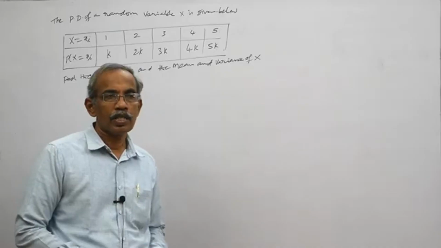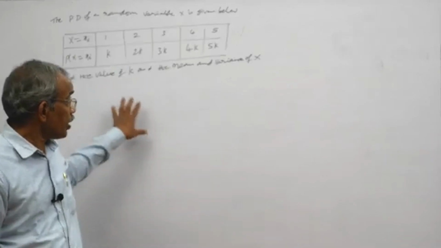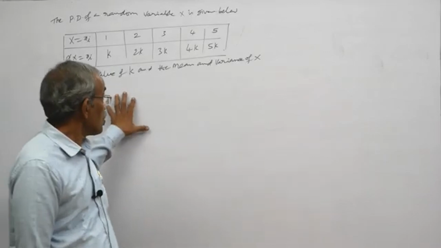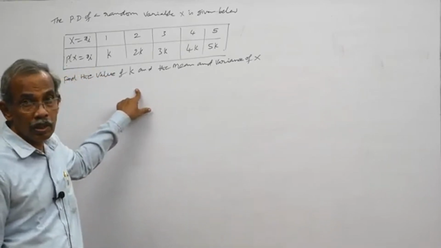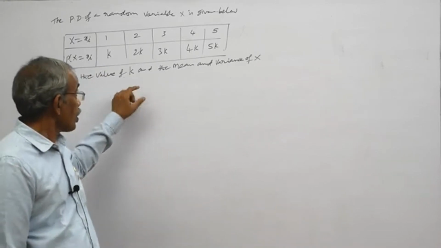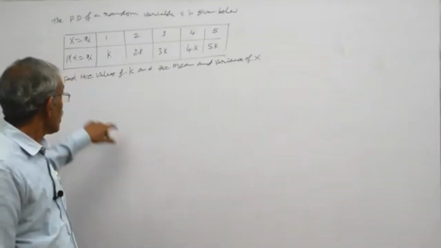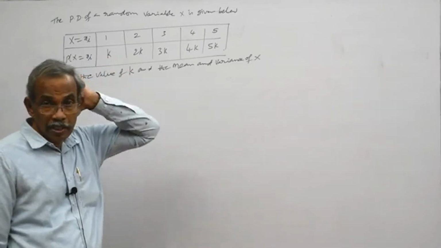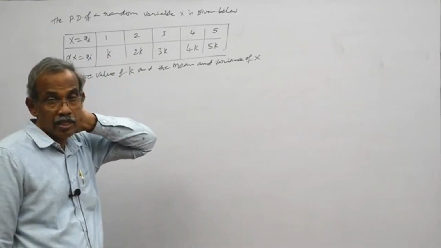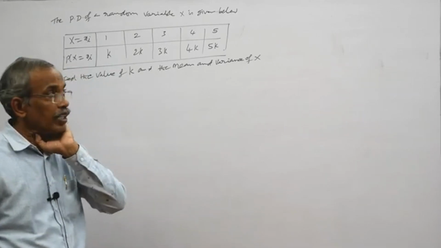In a previous class we were solving problems of this type, that is, when a cubical die is thrown, we can prepare the probability distribution and write the probability of getting 1, probability of getting 2, probability of getting 3, probability of getting 4, 5 and 6, and then find the mean and variance of the random variable.